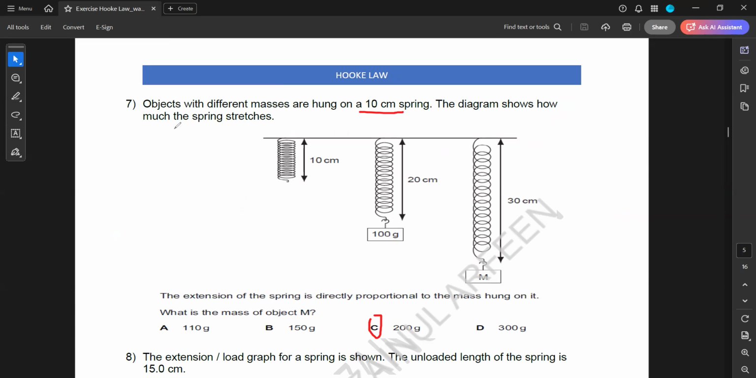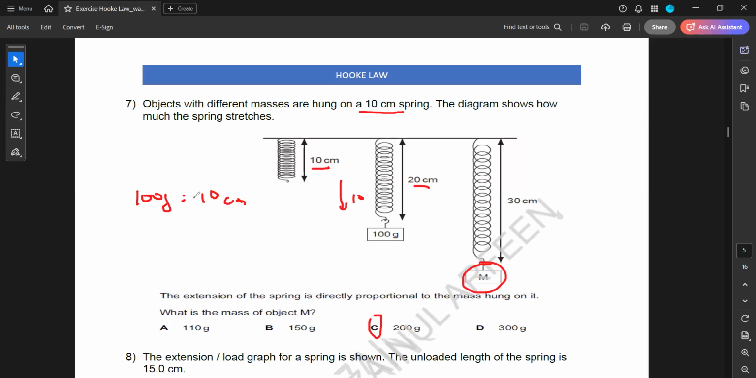The diagram shows how much the spring stretches. We know extension and mass are directly proportional. If there's a 100-gram mass, how much is the extension? It was 10 and now it is 20. How much has it extended or increased? 10. So 100 gram is causing a 10 centimeter extension.